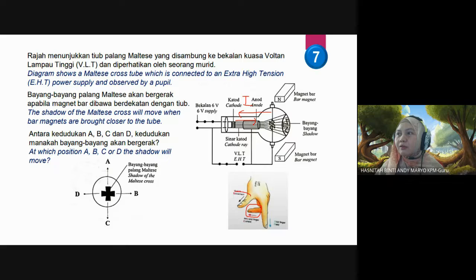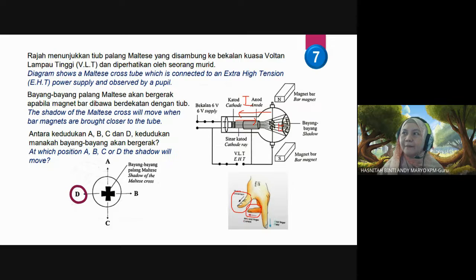So now you can see where your thumb is pointing. Is it pointing to A, B, C, or D? A is upward, B is downward, C and D are to the side. C is to the right, D is to the left. So the answer is yes, it will be deflected to the left. The second shadow will be deflected to the left side.